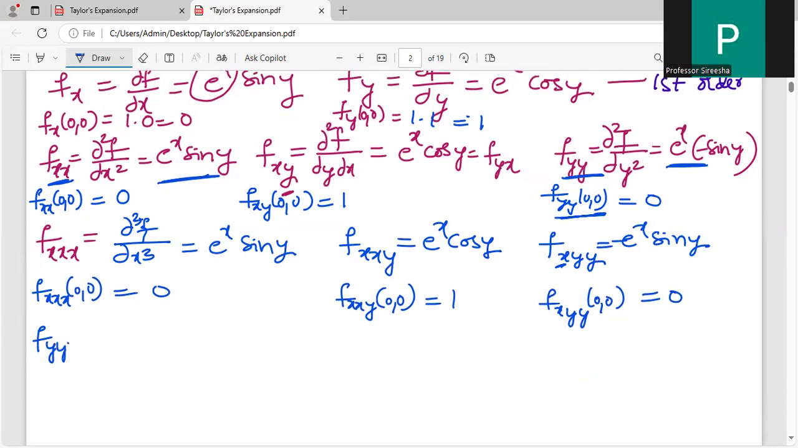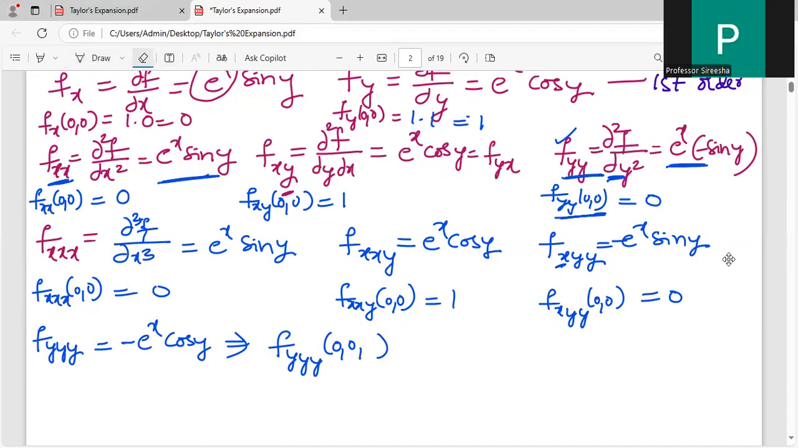Finally, I'm supposed to be doing f triple y. I've already done f with respect to y twice. I'll be doing again with respect to y. Now I have sine y here. It becomes cos y. The sign doesn't change. So minus e power x sine y would be cos y. And then this term value at 0 comma 0 would be what? f triple y means derivative of f with respect to y thrice would give me what?